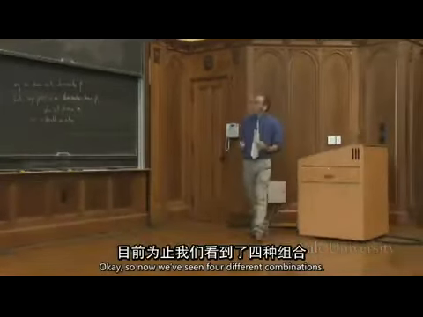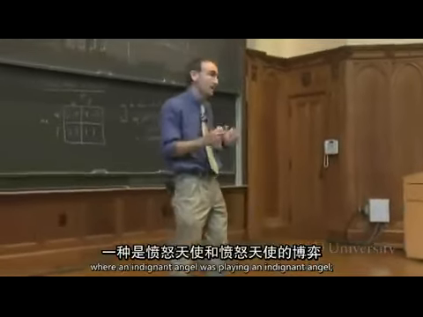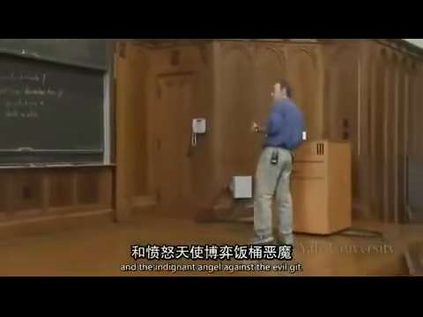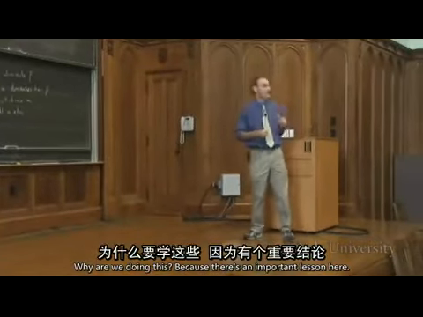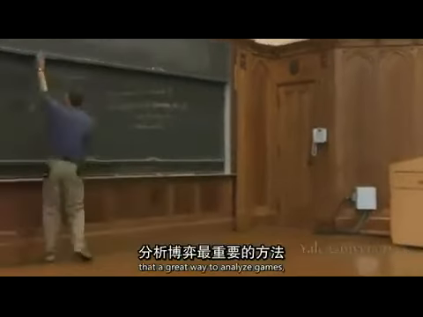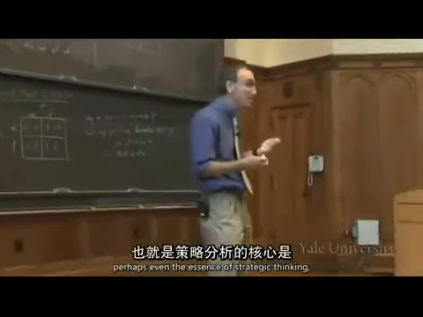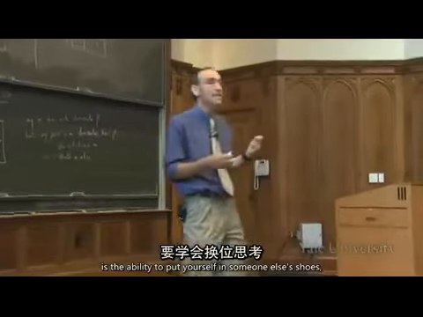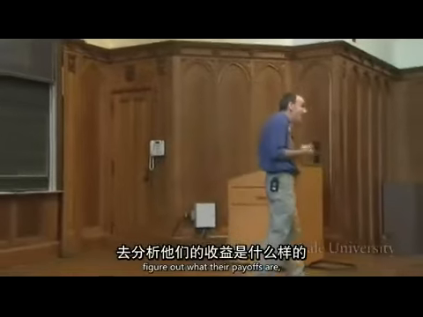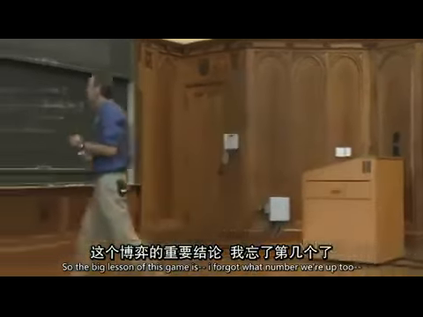Okay, so now we've seen four different combinations. We've seen a case where an evil git was playing an evil git, where an indignant angel was playing an indignant angel, and we've seen both the flips of those, the evil git versus the indignant angel, and the indignant angel against the evil git. Why are we doing this? Because there's an important lesson here. A great way to get used to the idea of strategic thinking, perhaps even the essence of strategic thinking, is the ability to put yourself in someone else's shoes, figure out what their payoffs are, and try and figure out what they're going to do.